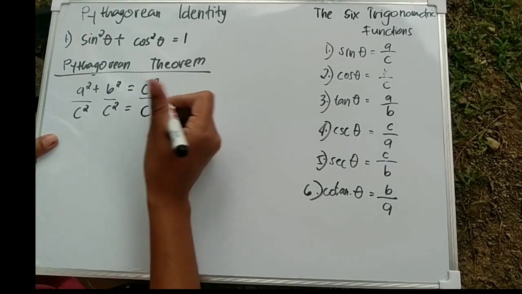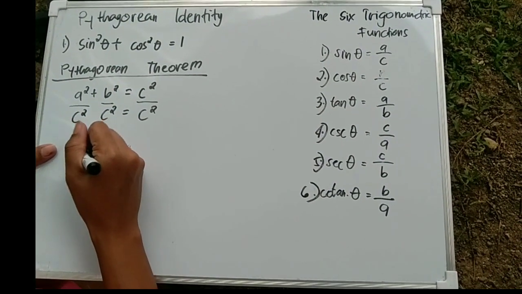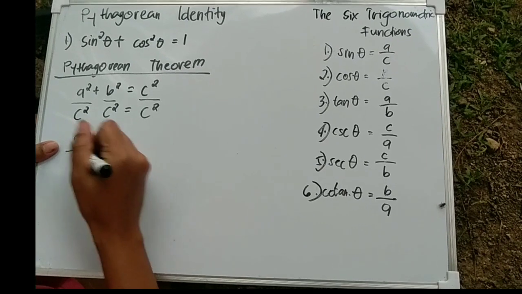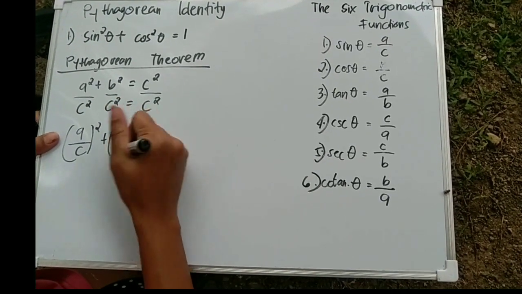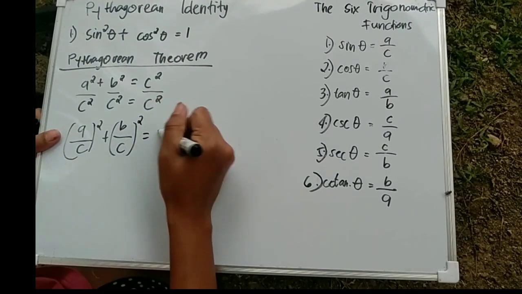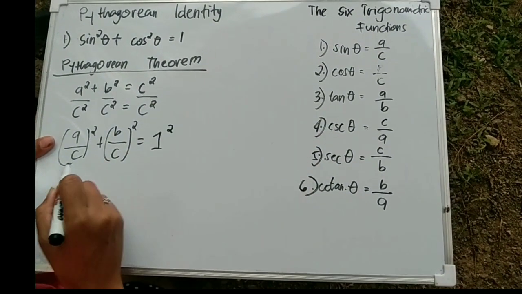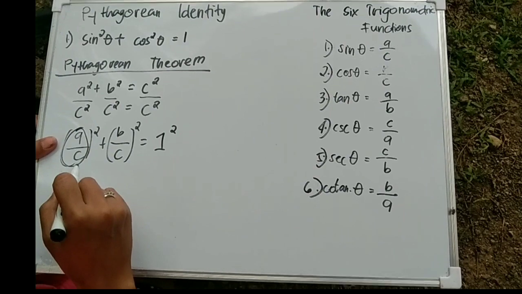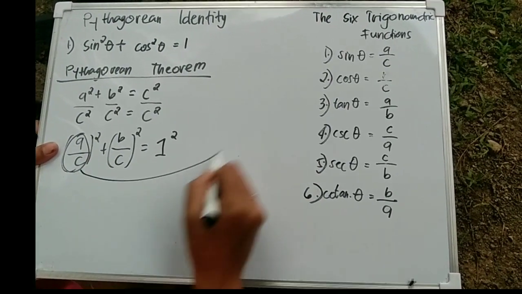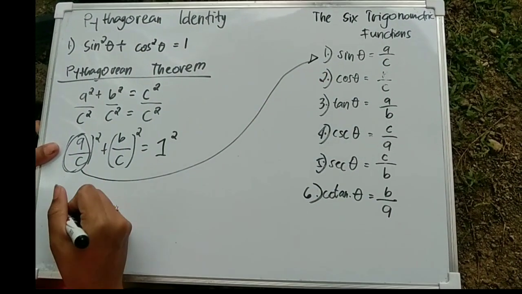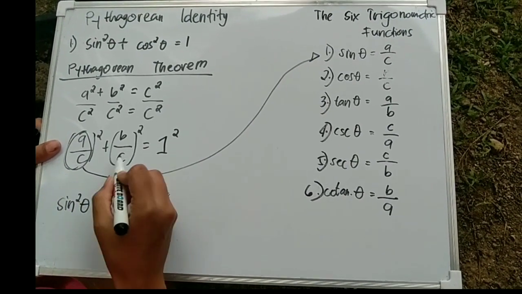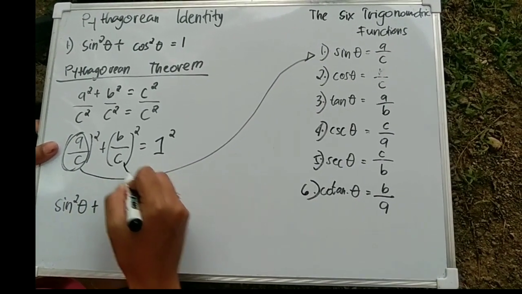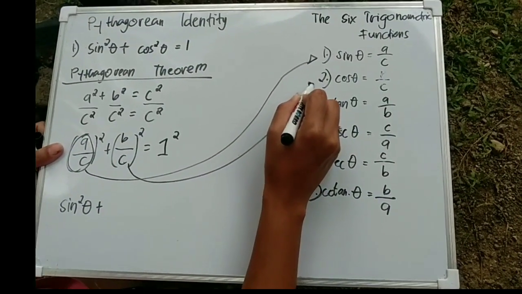So we get (A over C) squared plus (B over C) squared, and C squared over C squared is equal to 1. We all know that A over C is sine theta, so sine squared theta plus B over C is cosine theta, so cosine squared theta is equal to 1.